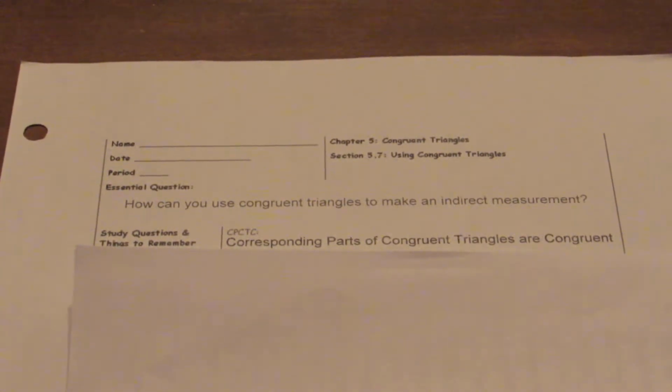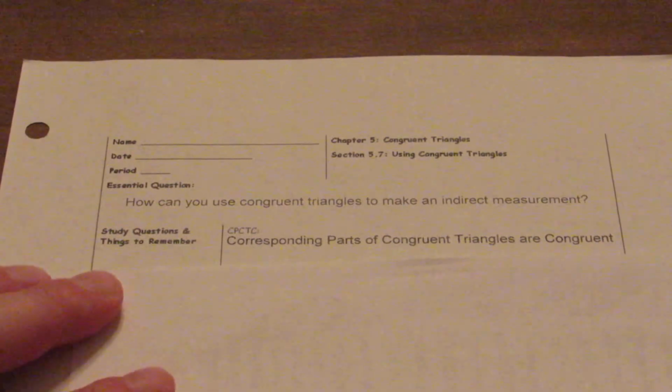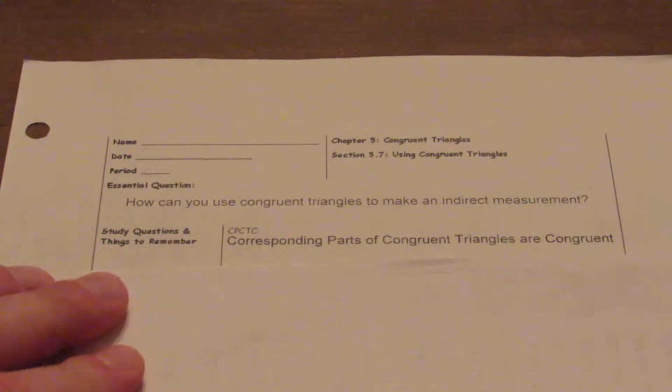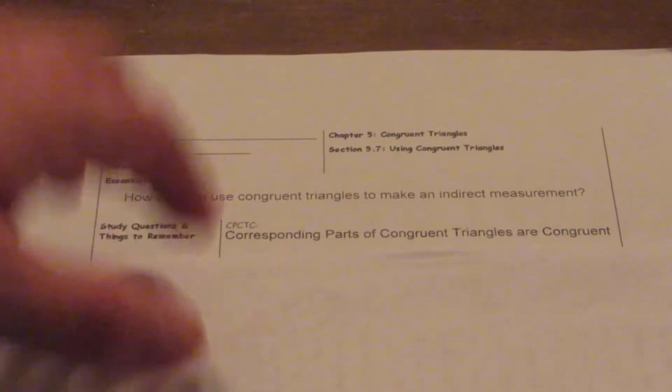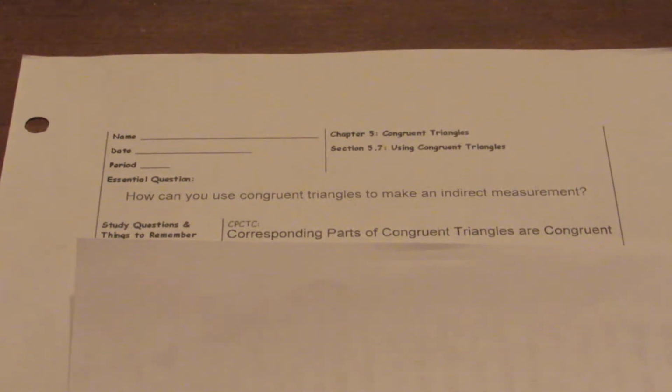Section 5.7, using congruent triangles. So what we're looking at here is our definition of CPCTC, which is corresponding parts of congruent triangles are congruent. So this is a theorem that we can use. And as I talked about at the end of 5.6, this lets us go a step beyond proving triangles congruent.